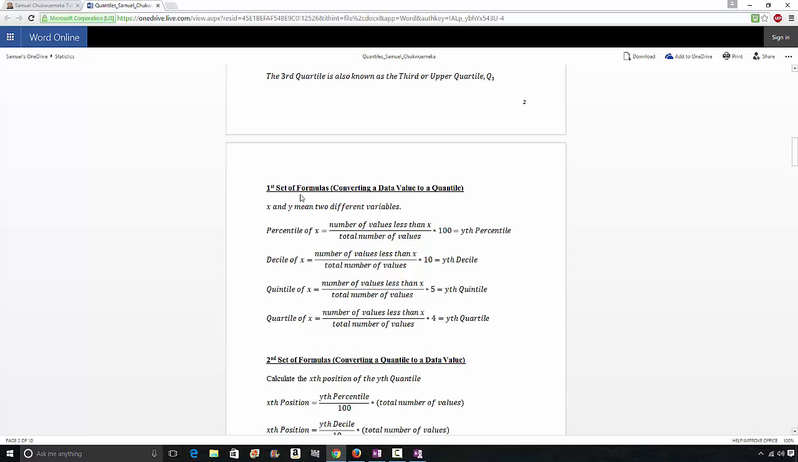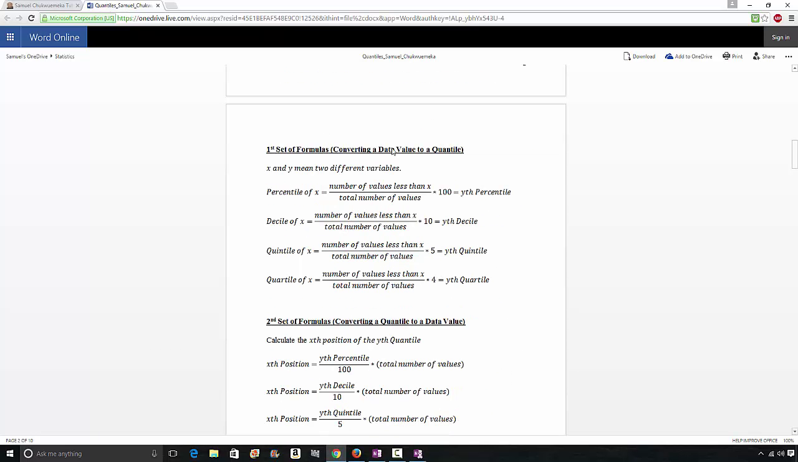So let's look at the first set of our formulas here. If you want to convert a data value to a percentile, you count the number of values that are less than that data value, divide by the total number of values, and multiply by 100. Whatever you get is your percentile. To find the decile, you do the same thing but multiply by 10 rather than 100.